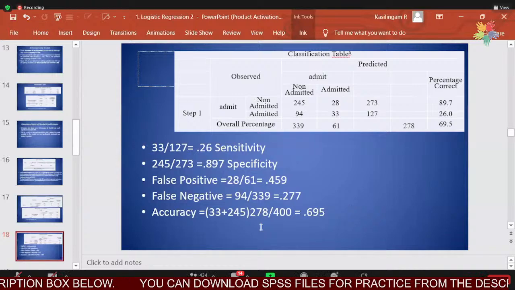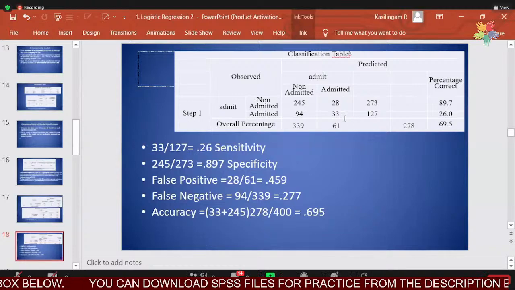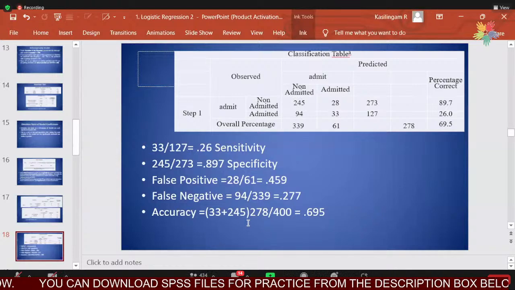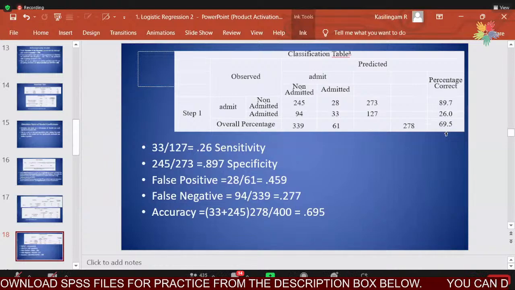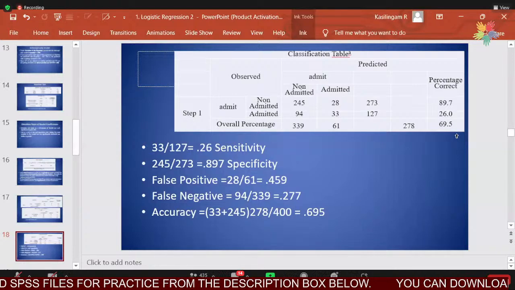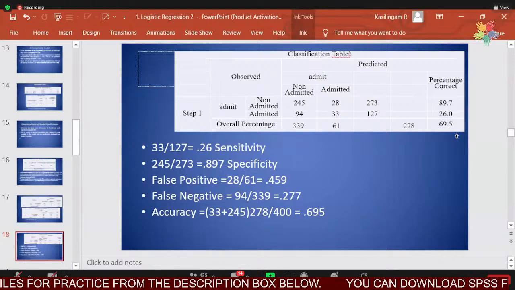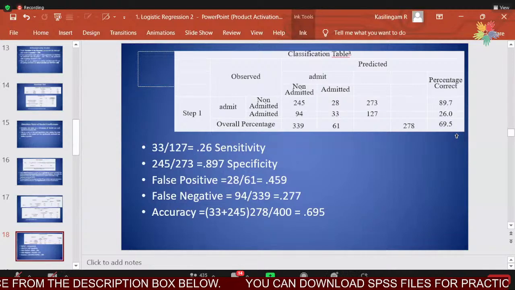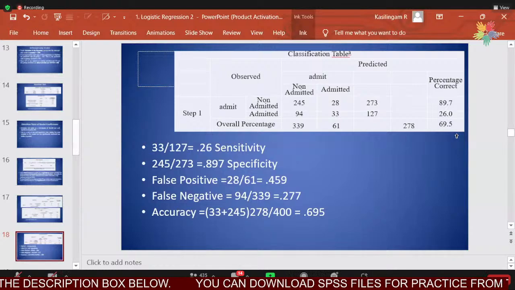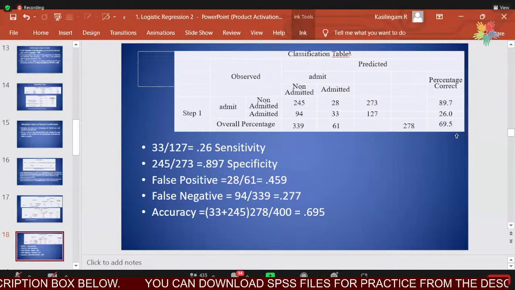How much is right? That is called accuracy. 245 plus 33, 278, divided by this total, which is equal to 0.695. That is called accuracy. Even doctors, everybody, they are using these words: sensitivity, specificity, false positive, false negative.